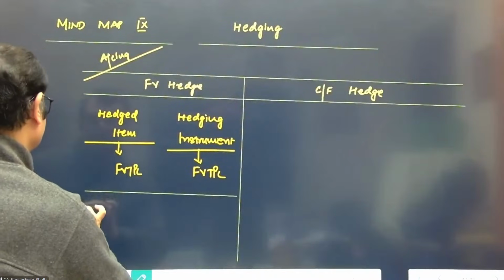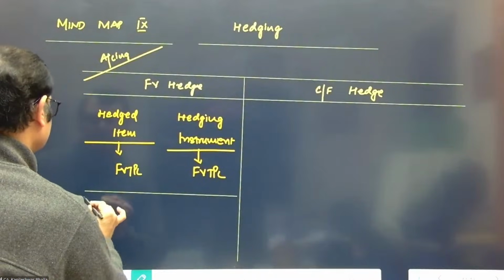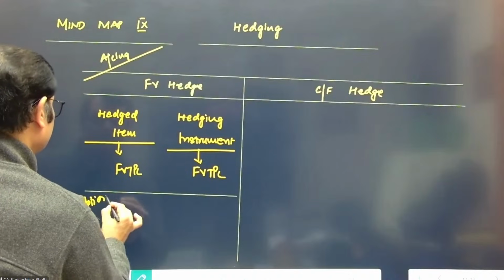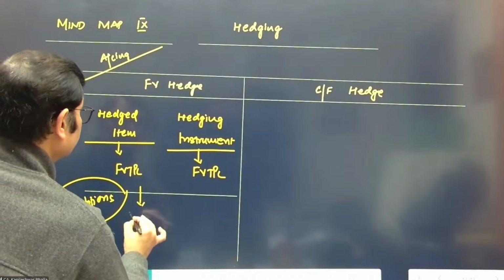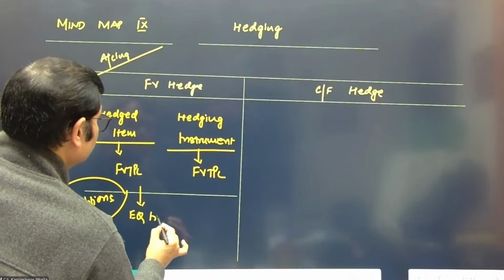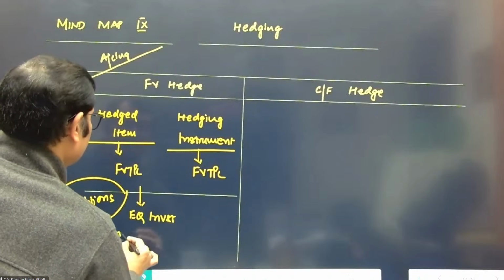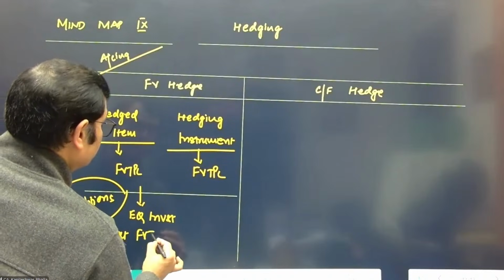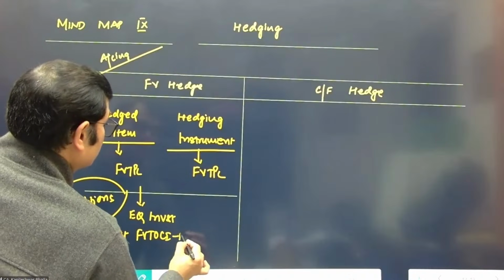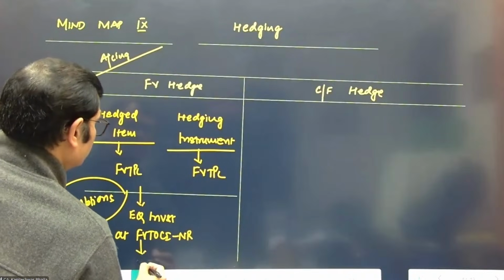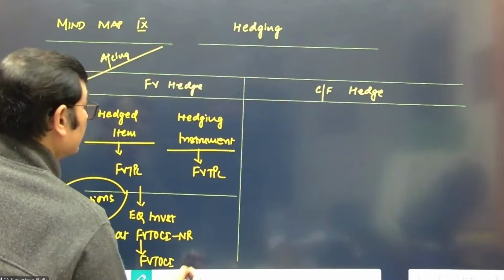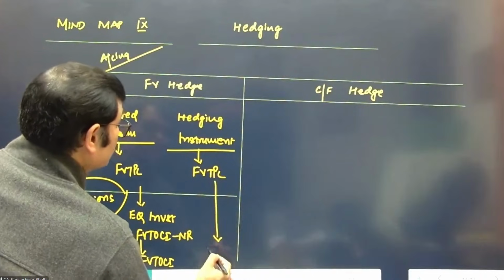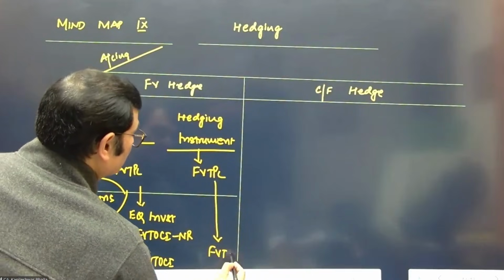Any exceptions? Yes, the exception is if the hedged item is an equity investment designated at FVTOCI. So can I say then the fair value changes will go to FVTOCI, right? Yes, sir. And even the hedged item and the hedging instrument will also go to FVTOCI.